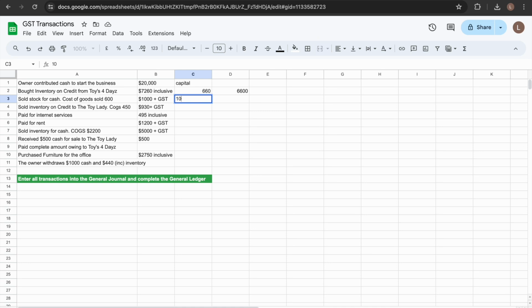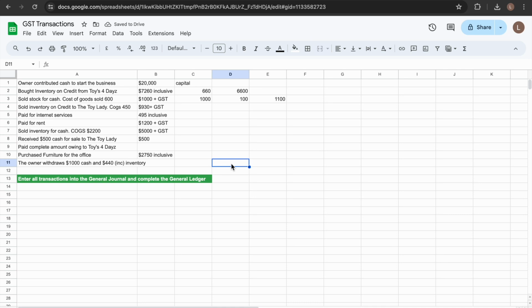That means that if I've sold it for 1,000, and I need to find the GST on top of that, I don't divide by 1.1 because it's not inclusive. It's plus GST, so I've got to add that on. So I go equals 1,000, and I divide that by 10. That'll give me the GST which I need to add on top, which means the total value of the transaction, and how much I'm going to be gaining in my cash at bank account, will be 1,100, not just the 1,000 amount.